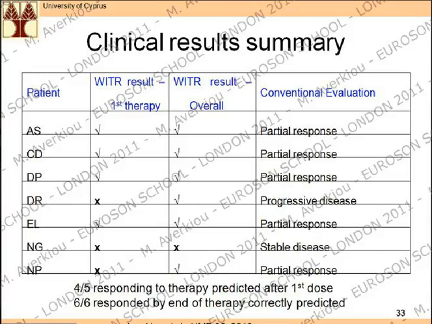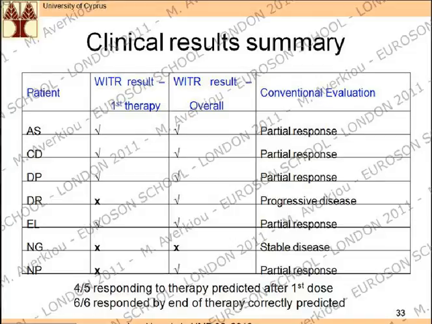This summarizes the seven patients we did. These are just different code names, so we don't reveal the identities. This is what we saw after the first therapy. This is the overall result. And this is conventional evaluation. By conventional evaluation, I mean RECIST criteria. So we can see that in 4 out of 5 patients responding to therapy, we were able to predict after the first dose.